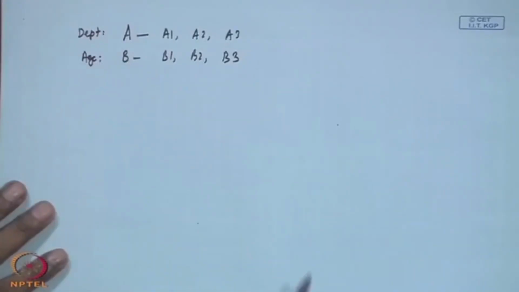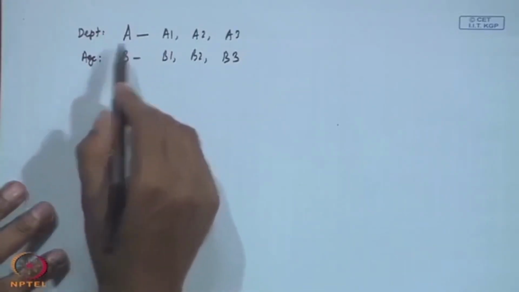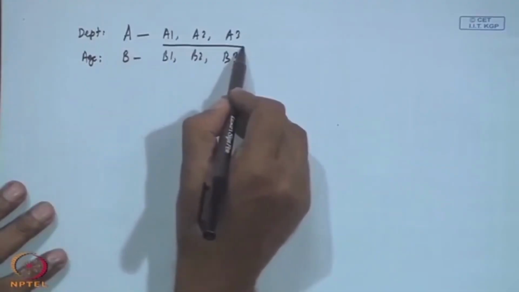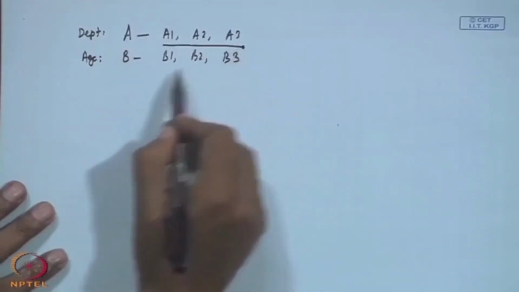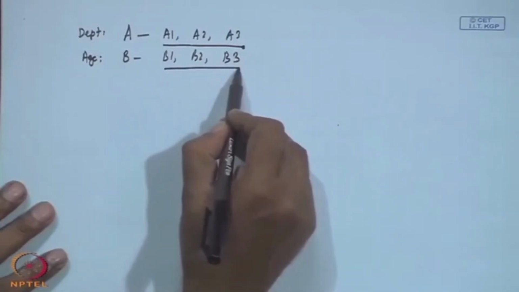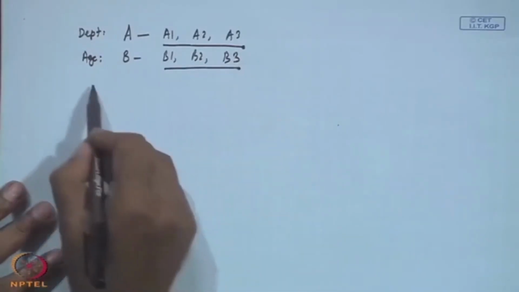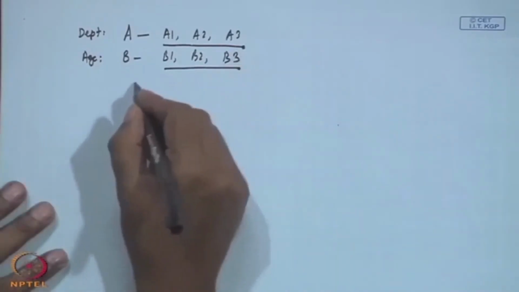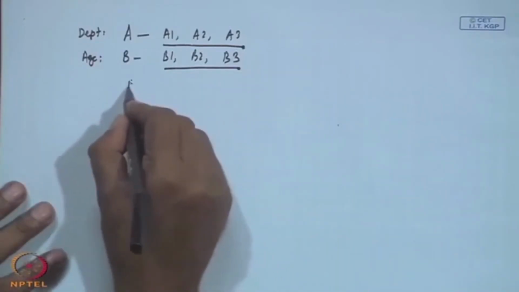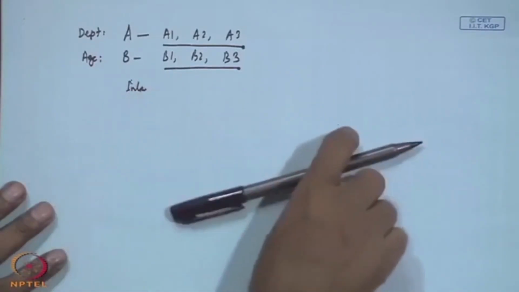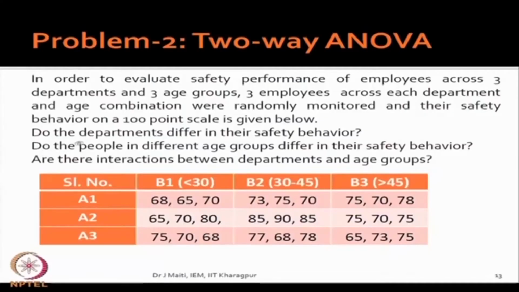What do we want to say? We are trying to establish: is there a difference across departments in the safety behavior? Is there a difference between age groups? Is there interaction between age and department? Interactions between age and department, that is clearly written here. Do the departments differ in their safety behavior? That is our first question. Do the people in different age groups differ in their safety behavior? Are there interactions between the department and age groups in terms of safety behavior?